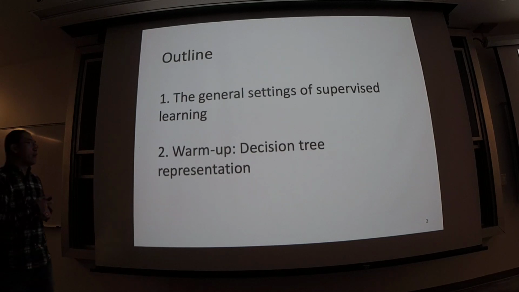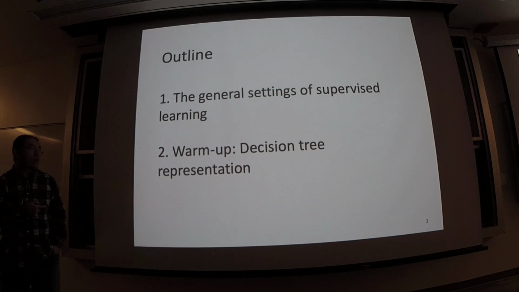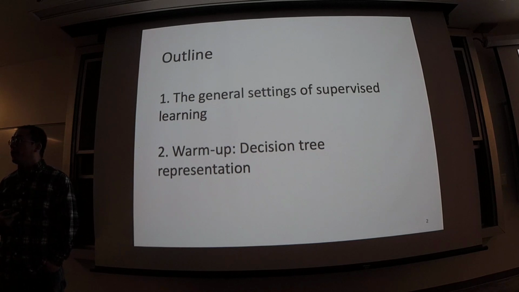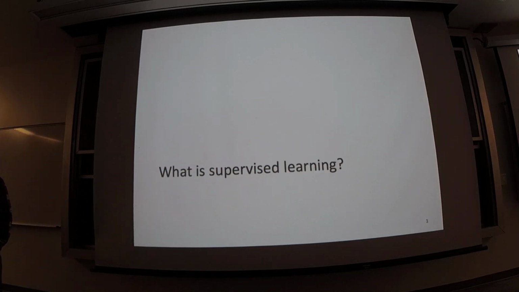So this is the outline, right? First, what is the general setting of supervised learning? And second, some warm-up about decision trees. We start with the representation of decision trees. Okay. So first, what is supervised learning?